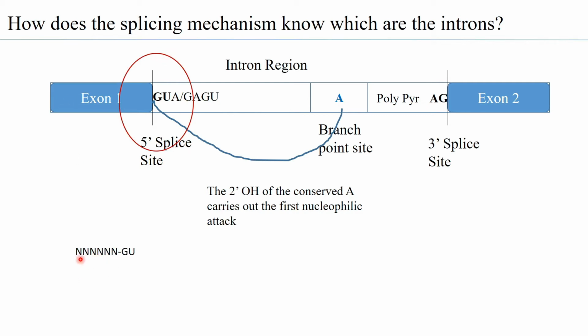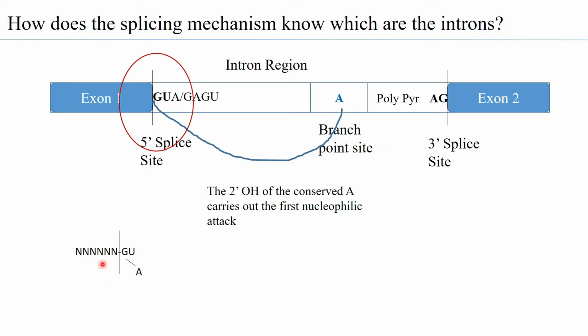So let's consider this in a higher resolution. For example, these are the nucleotides of the exon 1, and between the exon 1 nucleotide and the G, this is the phosphodiester bond that is going to be attacked by the 2' OH of the A. So this phosphodiester bond is attacked by the 2' OH. The 2' OH will cleave this bond and instead form a bond with the G. So effectively what is happening is transesterification, that is, transfer of the ester bond that is present here to the A of the branch point site.